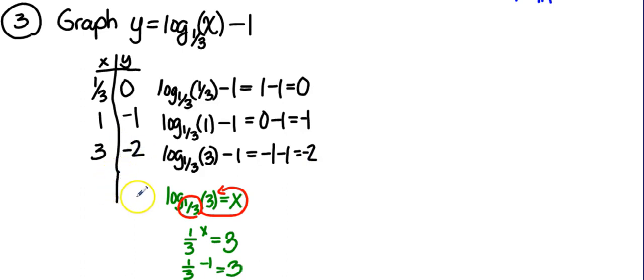Let's work with multiples of 3 and see what happens. So the next multiple of 3 times 3 is 9. So let's work it out. Log base 1/3 of 9 minus 1 equals what?